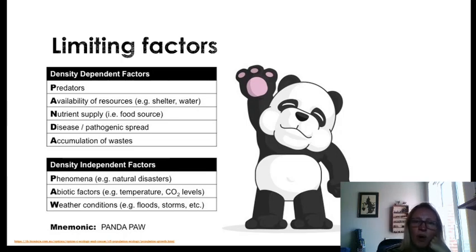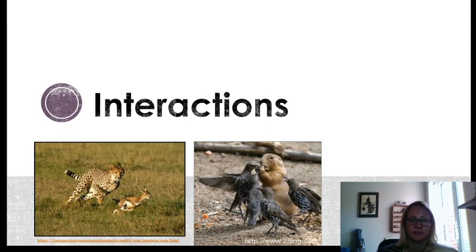So we're going to look more about interactions between different populations. So we're looking at things like predation, so predator and prey interactions, and competition. So that's to do with availability of resources, competition for different resources. So that's what we're going to be looking at a little bit more now.